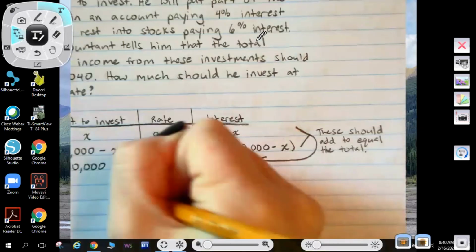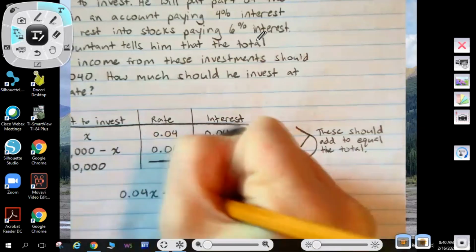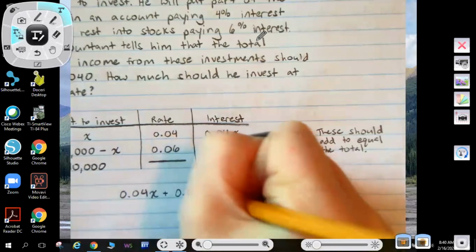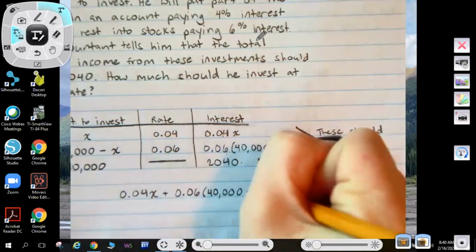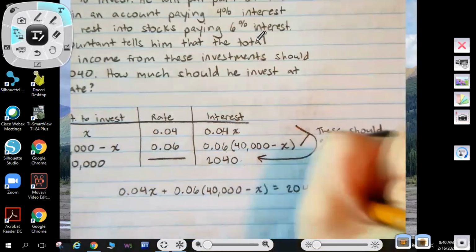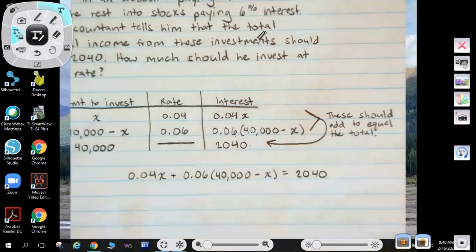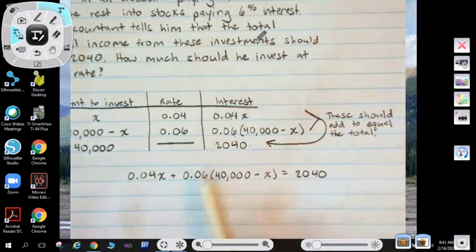So we've got 0.04x plus 0.06 times 40,000 minus x equals 2040. Now we can solve this equation for x. So let's get rid of these parentheses by distributing 0.06.